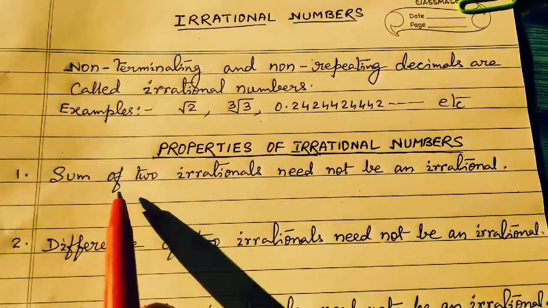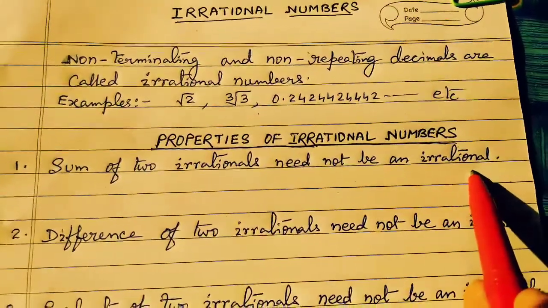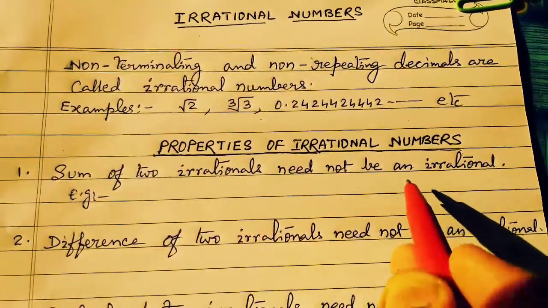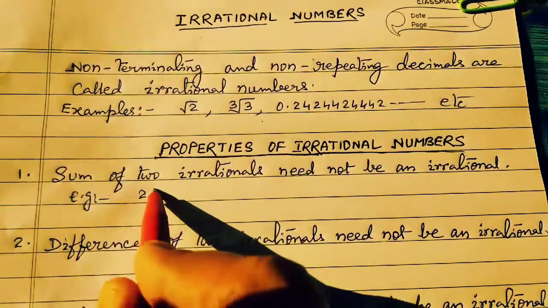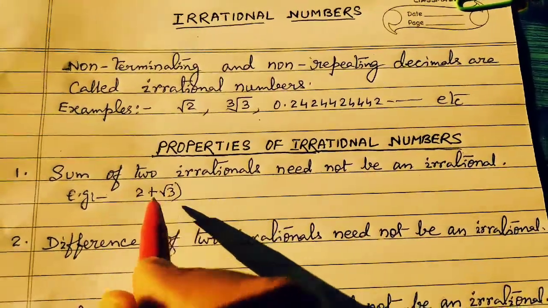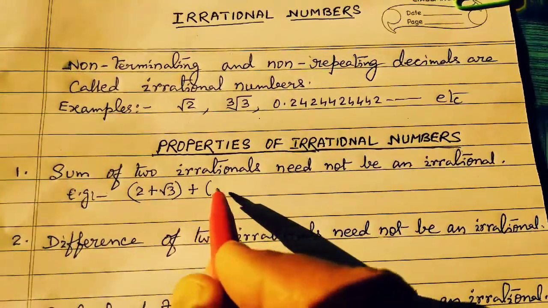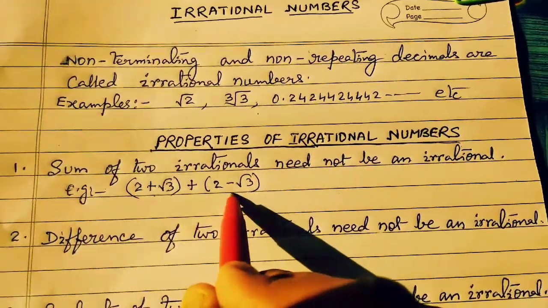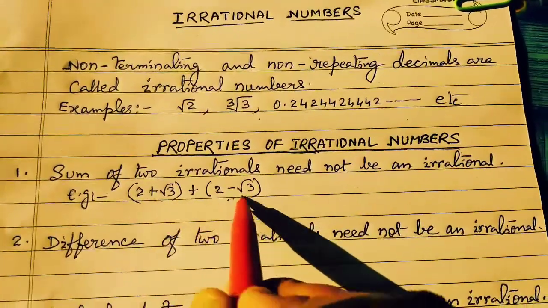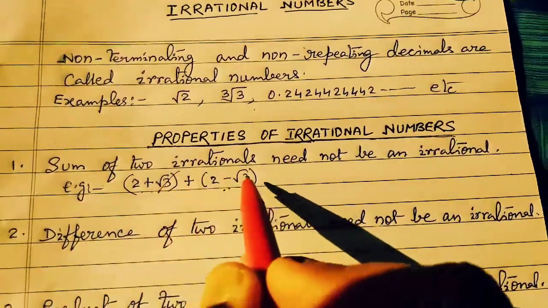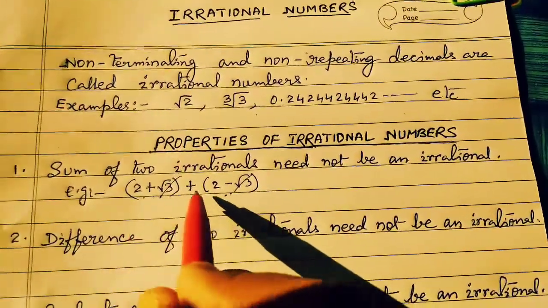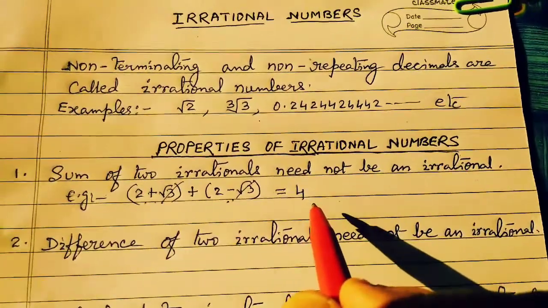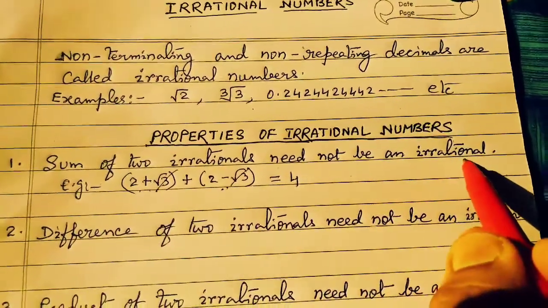The first property is that the sum of two irrationals need not be an irrational. If we take an example, 2 plus root 3 is an irrational number, and we add it with 2 minus root 3, which is also an irrational number. But if we add 2 plus root 3 and 2 minus root 3, the root 3 and root 3 will cancel. We get 2 plus 2 equals 4. So 4 is not an irrational number, it is a rational number. Clear? So that is why the sum of two irrationals need not be an irrational.